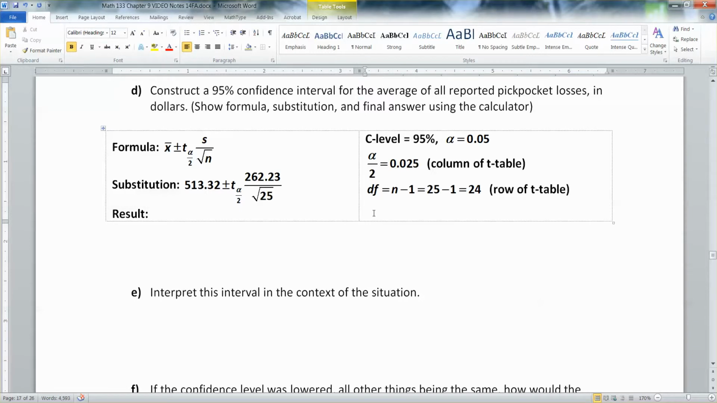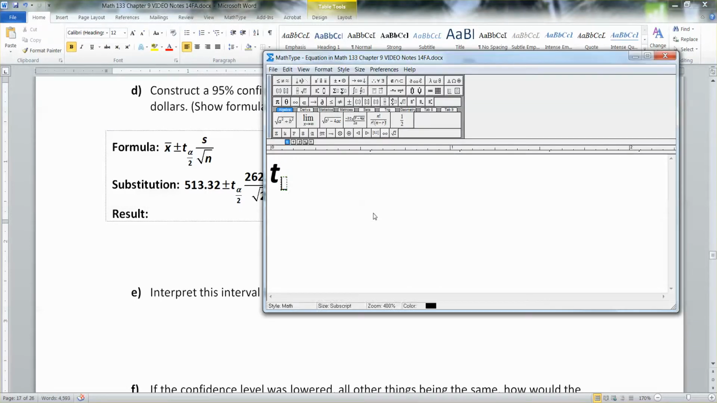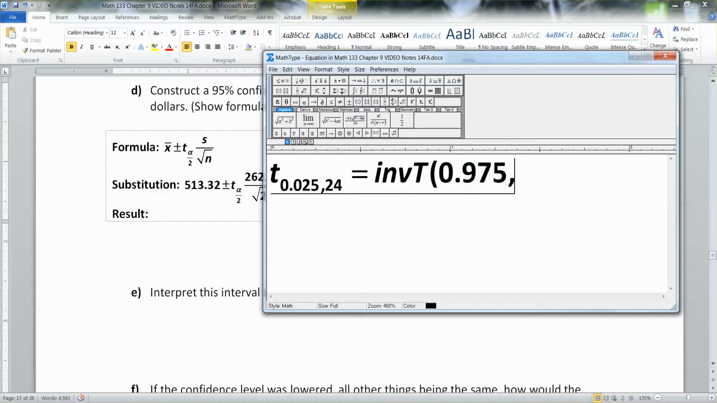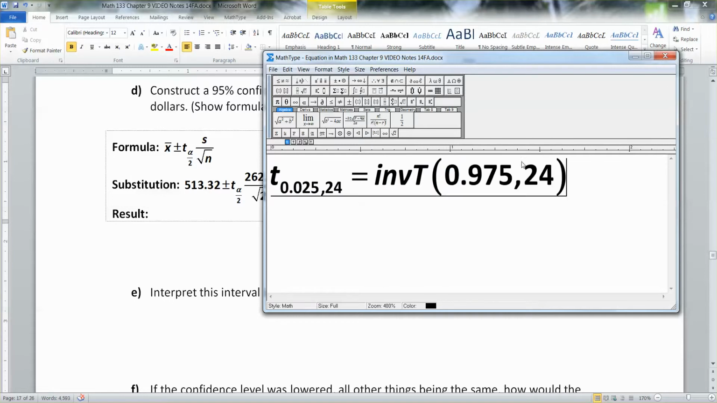Okay, so then I need t 0.025, comma, and my degrees of freedom was 24. To find that, I would use inverse t. And remember, inverse t doesn't use 0.025, it uses 0.975, the complement, because it always wants the area in the left tail. This is the area in the right tail over here. So I use the area in the left tail for inverse t, comma 24. Well, it doesn't really matter that much because if you use 0.025, you're just going to get the negative value, that's all. And we just want the positive one.